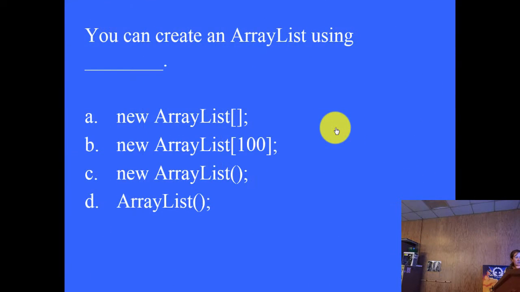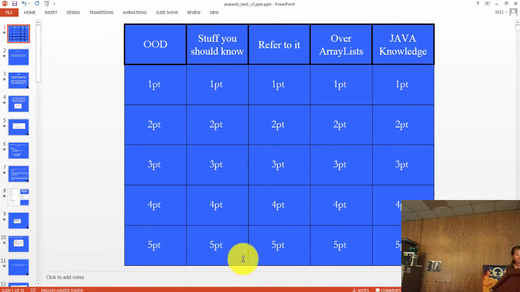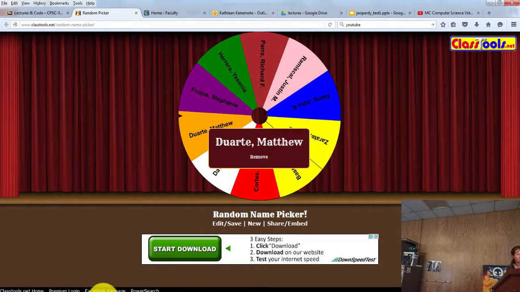You can create an array list using... 25% chance here. It is C. Good. Yes. So remember, array lists use a constructor to create themselves, and they have to use the new operator. So you have to use the new operator and a constructor to create an array list object. Very good.